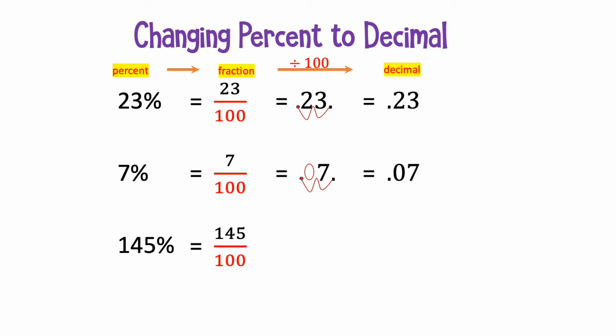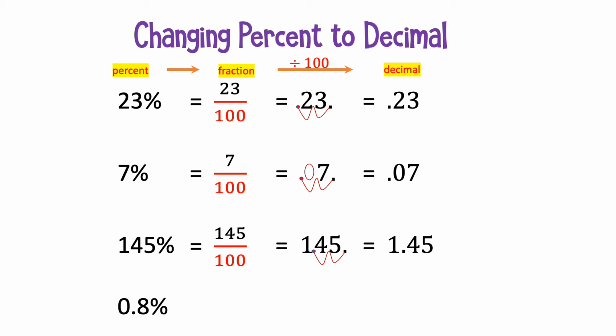145%. We have 145 over 100, which is 1 and 45 hundredths. In other words, we're going to move our decimal point back 2 places, and we get 1.45, or 1 and 45 hundredths. Again, when we divide by 100, we move our decimal point back 2 places.